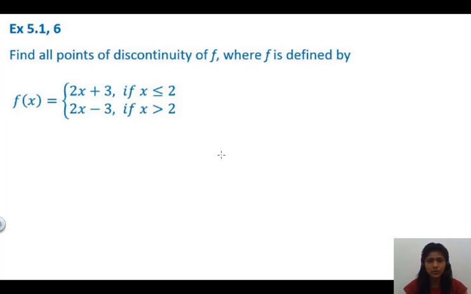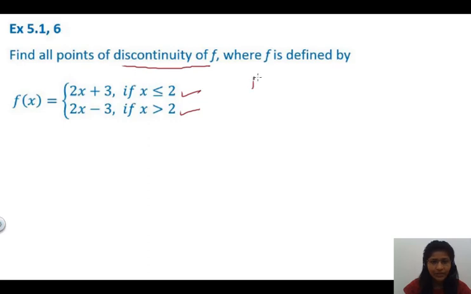Here comes the next question. Now, as you can see in this function, they have defined for x less than or equal to 2 and x greater than or equal to 2. The function value is defined to us. Now, what do we have to check? Find the point of discontinuity of f, where f is defined by this.